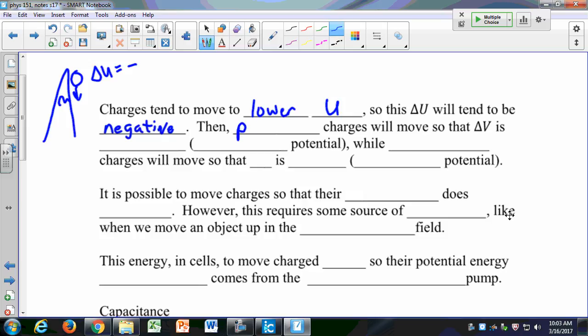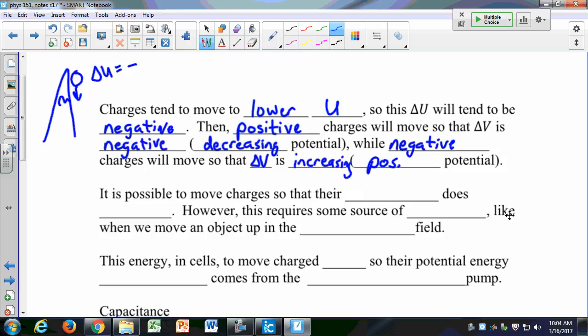Then positive charges will move so that delta V is negative. That means decreasing potential, while negative charges will move so that delta V is increasing, positive potential.